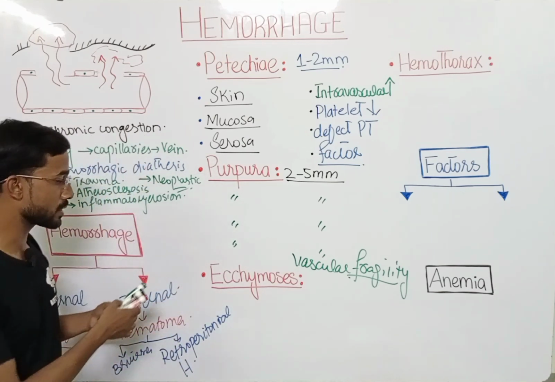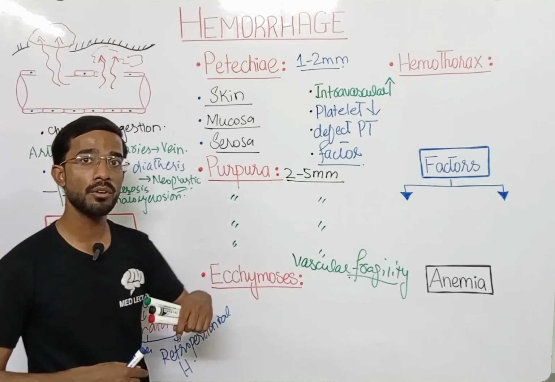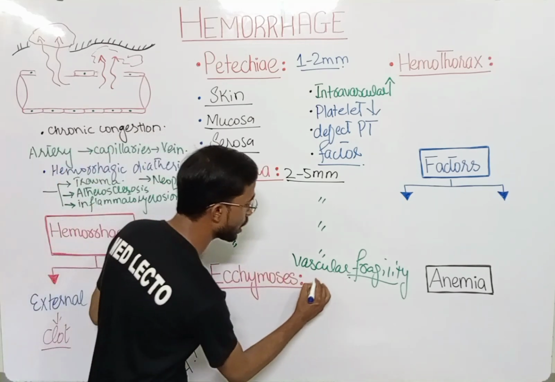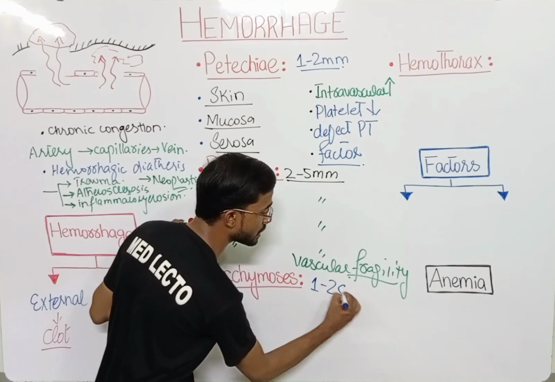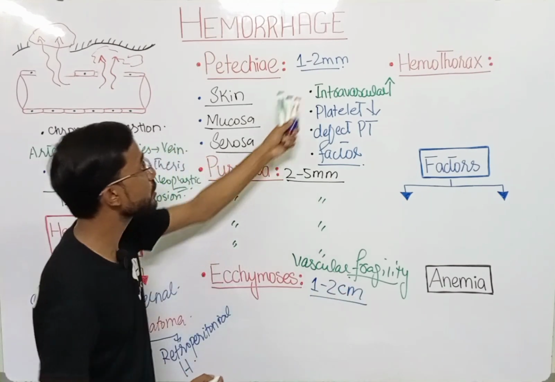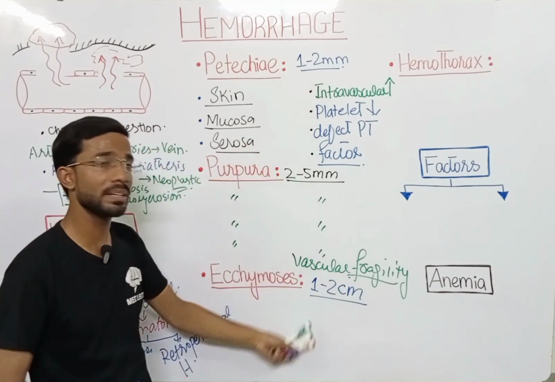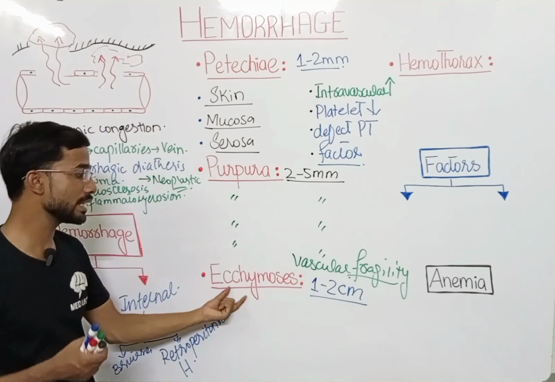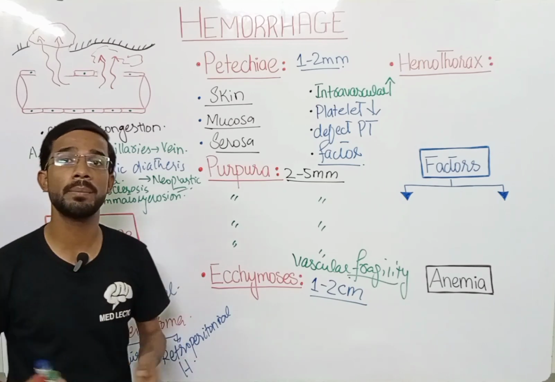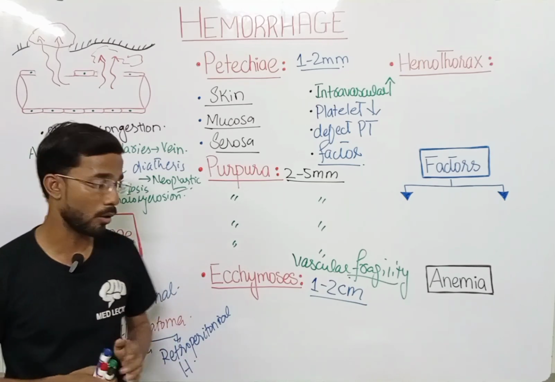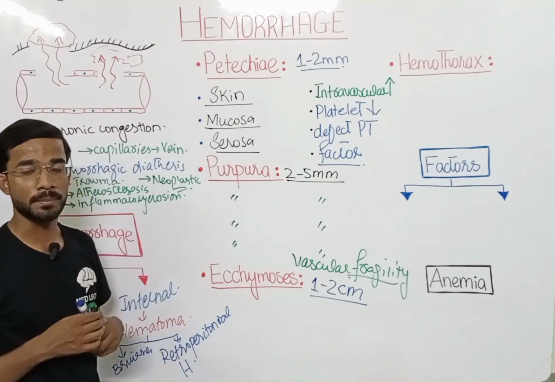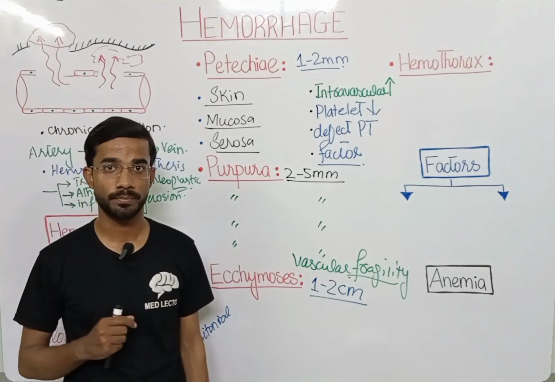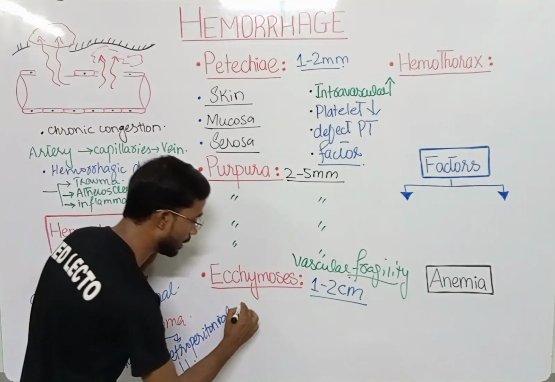Okay. Next is the ecchymoses. In the ecchymoses, you will see the size further increase, to 1 to 2 centimeter. Millimeter is the smaller unit, and centimeter is the larger unit. So in the ecchymoses, the blood loss will be in a large amount. So the question is, when the blood loss occurs, you will see the formation of a hematoma.